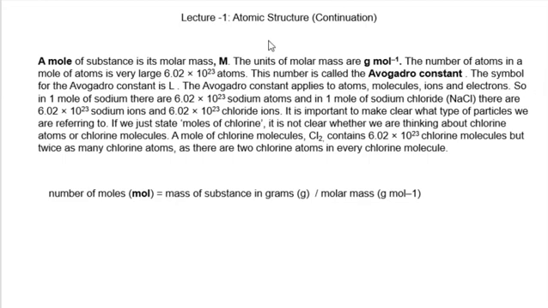Here it is, that is designated as M. The units of molecular mass is always gram per mole. Now, the number of atoms in a mole is a big one. It's 6.02 × 10^23 atoms. This number is called Avogadro constant. The symbol of Avogadro constant is L.